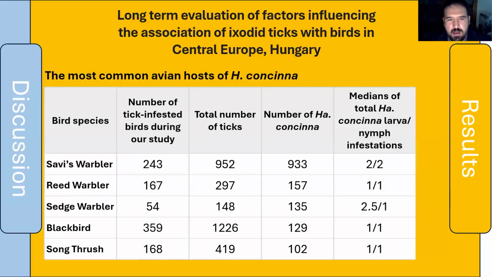On this table, I listed the 5 most common avian hosts of Haemaphysalis concinna we found, and it is striking that the Savi's warbler was responsible for 55% of the total Haemaphysalis concinna we found during the 8-year-long study. Parallel to that, the warblers of a different genus, the Acrocephalus species, contributed as well. Together, the 3 warbler species carried 72% of the total Haemaphysalis concinna we found.